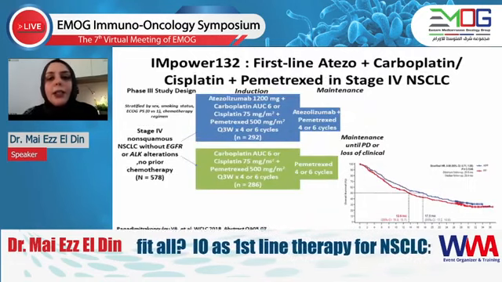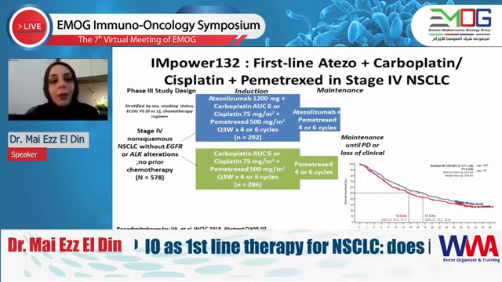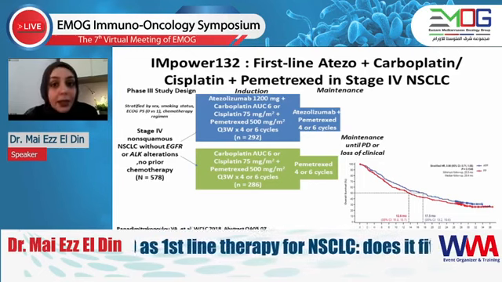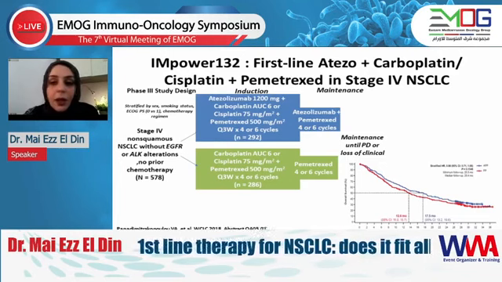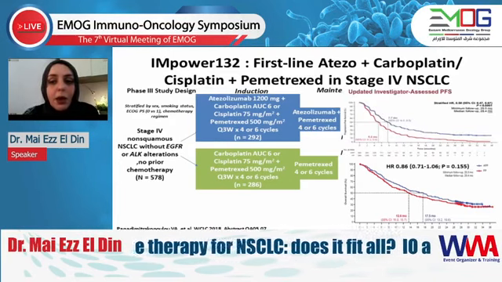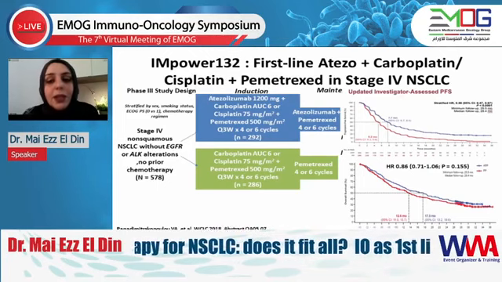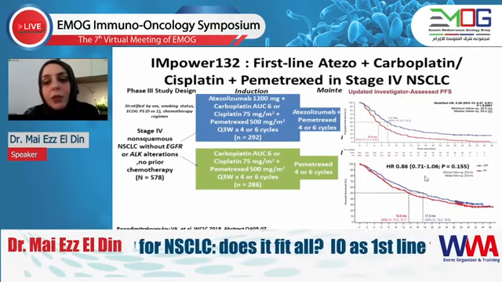IMpower132, again, atezolizumab with carboplatin and pemetrexed. Pemetrexed for non-squamous, expected to do well, yes? Unfortunately, no. It did not meet the mark for an improvement, hazard ratio 0.86. A trend, but as you can see, the curves are very close and crossing the boundary of 1.